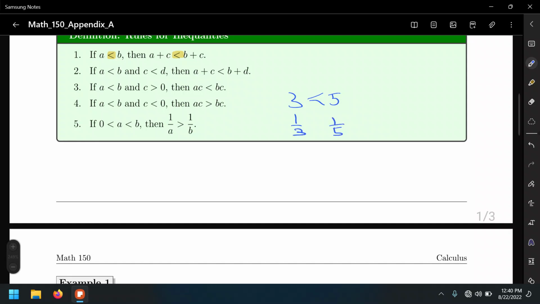But in this case, is 1/3 less than 1/5? I don't think so. So that's why we need to reverse this. All right, we need to reverse that.